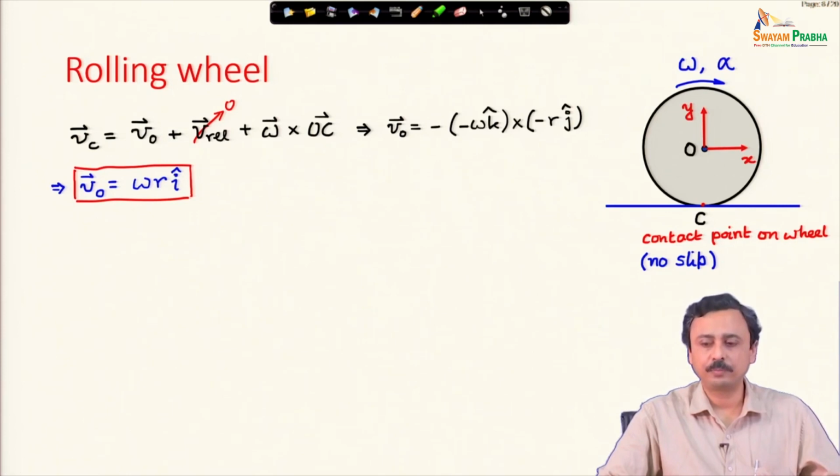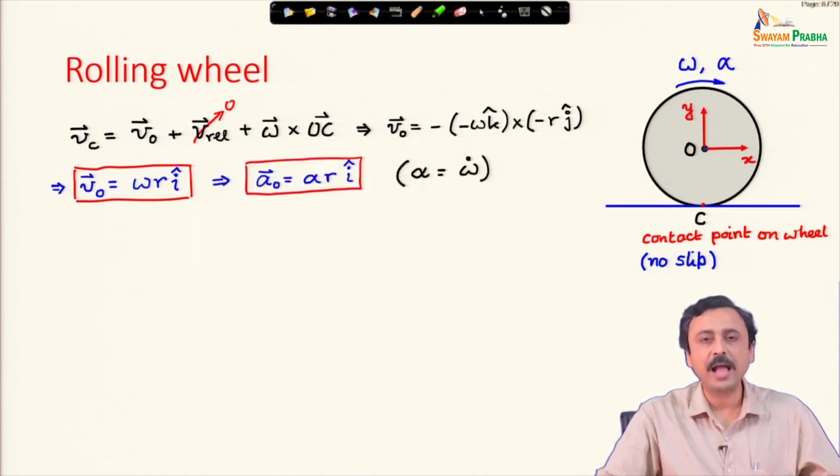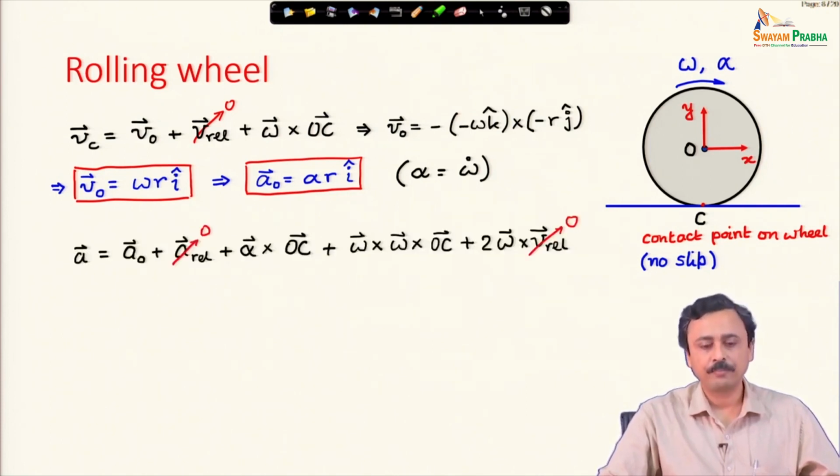Therefore, V of point O is omega r I cap, just take the cross product, and you will get this. Now, because this is a non-rotating frame, I cap is not rotating, so I can differentiate this and find the acceleration of O. The radius of the wheel r is not changing, omega can change of course, omega dot is alpha, and I cap is not changing. Therefore, the acceleration of point O is simply alpha r I cap.